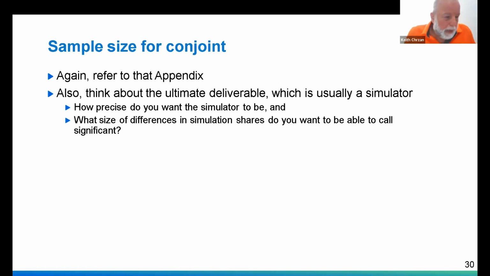But a second way of thinking about it, just like in segmentation, where we had a couple different ways of thinking about it. Another way we might want to think about sample size for conjoint is to think about our ultimate deliverable, which is usually going to be a simulator. How precise do we want the share estimates from our simulator to be? And what size differences do we want to be able to call significant? So maybe if we're going to answer the first question, we might want to use the formula that I provided earlier for the confidence interval around a proportion. And if we want to think about differences or stat testing, we might want to think about the sample size for differences in proportion, which will be built into Dan's calculator.